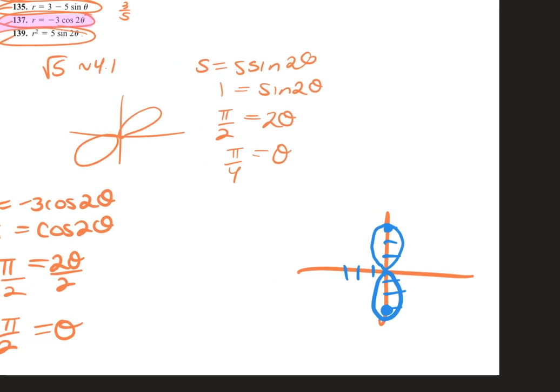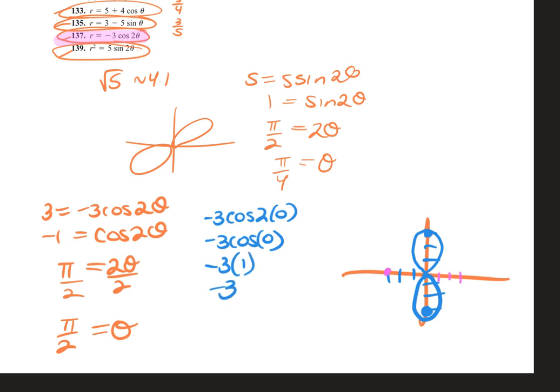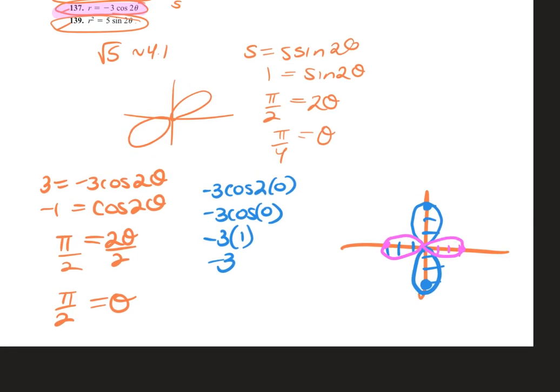Now, obviously, it's even, so it has to have symmetry to the right and the left. The only way it's going to split the difference is going to be on the other axis. But you have two choices from here. If you want to plug in 0 and see if you're right, then I would plug in 0. -3 cosine 2 times 0. -3 cosine of 0. What's cosine at 0? 1. So this is -3. So at 0, instead of going towards it, I go away from it. -3, which confirms that shape. Going towards it would be my reflection.